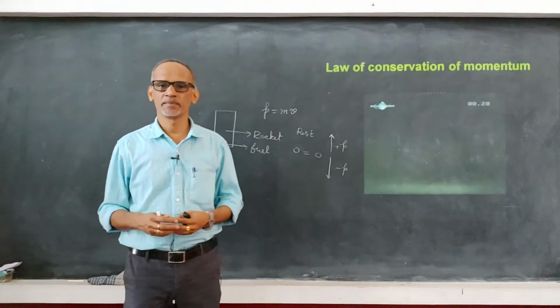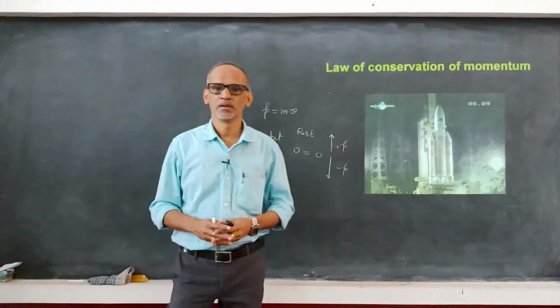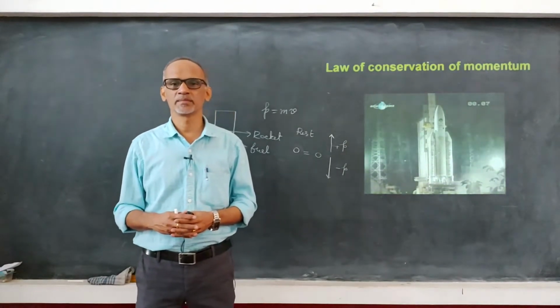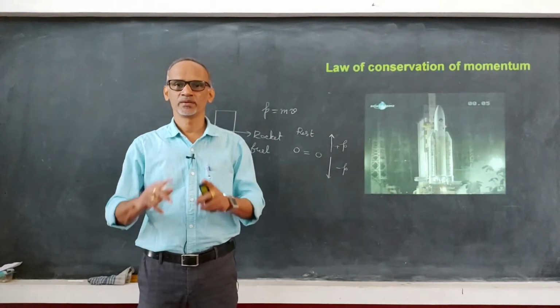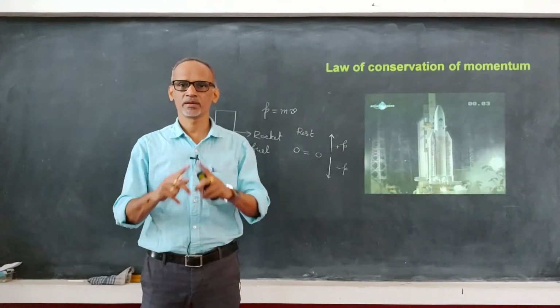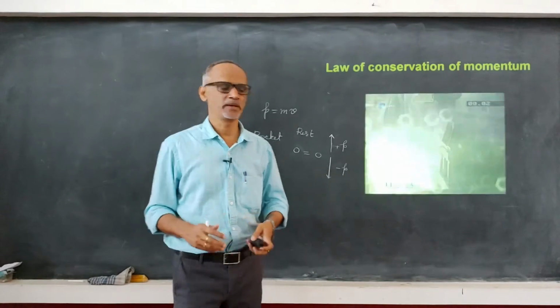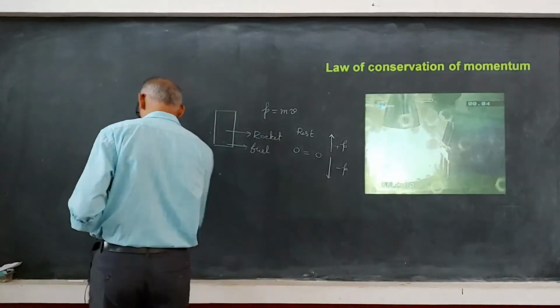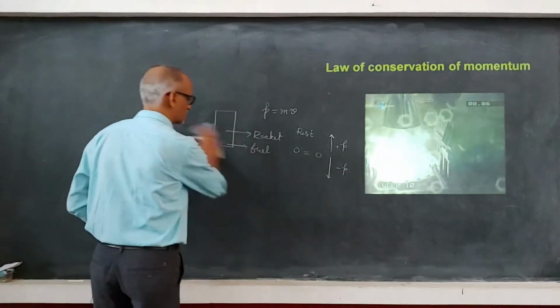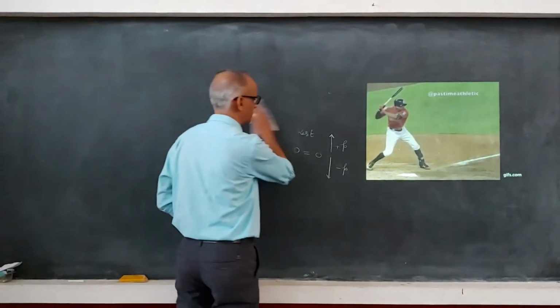So what is the statement? In a closed system, the total linear momentum of the system remains constant. So this is a good illustration for the law of conservation of momentum.